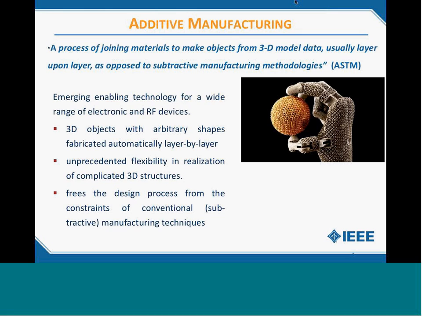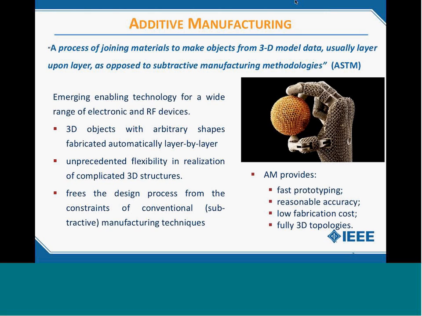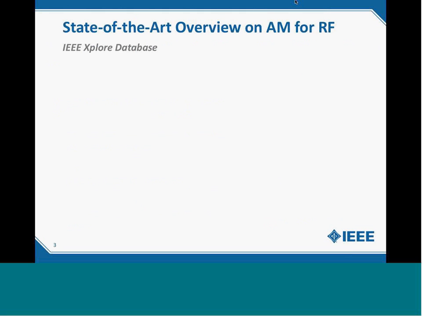You create 3D objects with arbitrary shapes, which are built automatically layer by layer, with unprecedented flexibility and realization of complicated 3D structures. You can have a process free from the constraints of conventional subtractive manufacturing techniques. So, from using additive manufacturing, you get fast prototyping, with good accuracy, low cost, and fully 3D topologies.